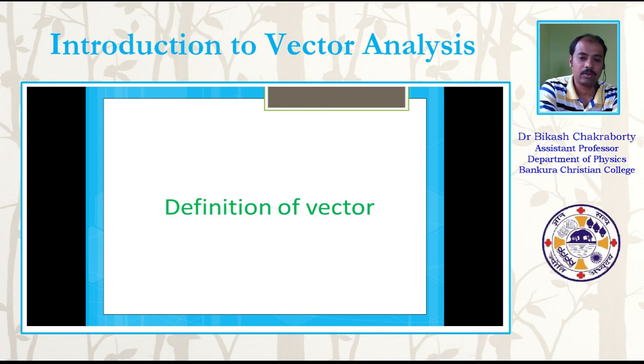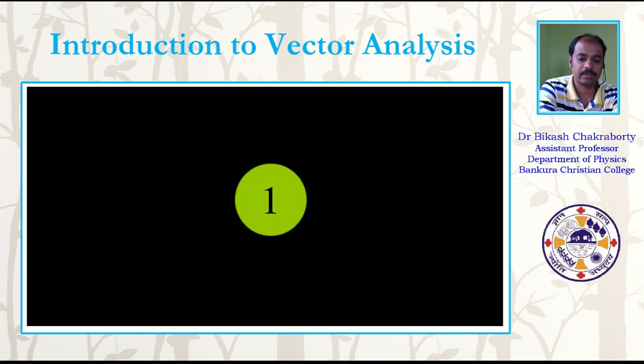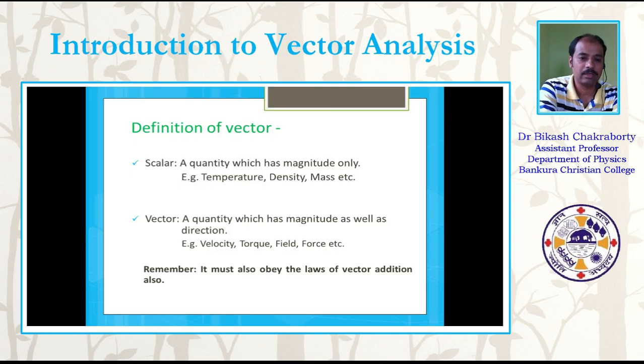Now the question is, what is vector? Let's see what it actually is. Most of you will say that scalar is a quantity which has magnitude only, just like temperature, density, mass, etc. Whereas vector is a quantity which has magnitude as well as direction. Velocity, torque, field, force are the examples of vector quantity.